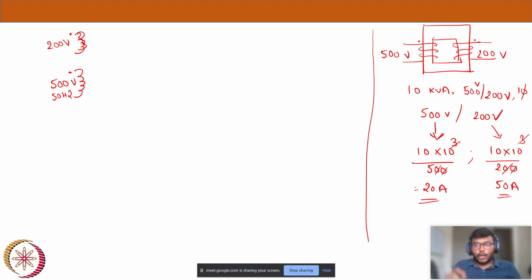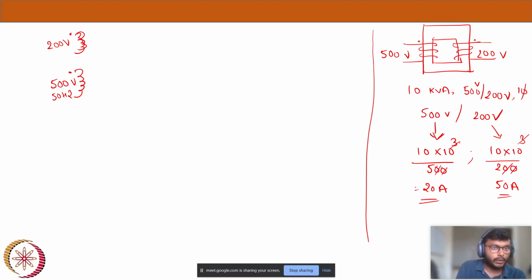Now you know, if this is the transformer, the moment you apply 500 volts to the primary winding, you will get the 200 volts. That's the transformer principle. Why? Because once you give the 500 volts, the flux will set up, and based on the turns ratio in the secondary also, the flux will set up, and 200 volts is obtained at the output.